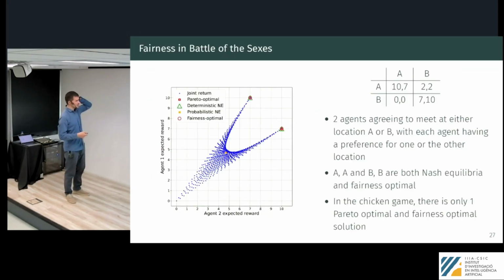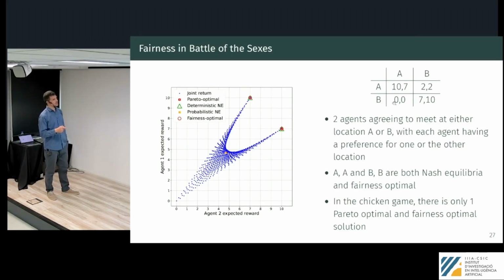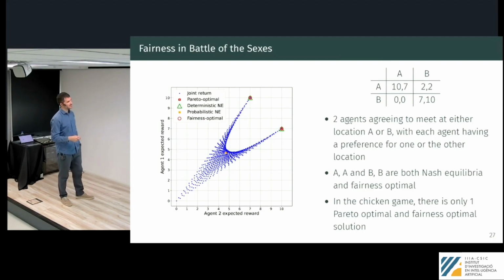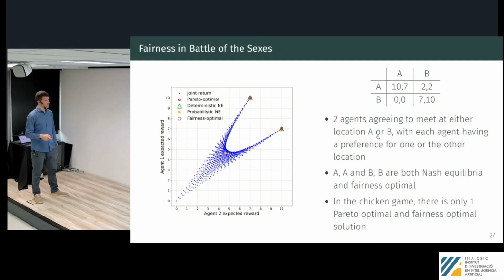Here's another example. This is another common game called Battle of the Sexes, which is, I don't quite remember the story. I think it's about going to the same concert or something like that. It doesn't actually matter. It's just a reward description here. It actually says here, two agents are agreeing to meet either at location A or B. Each agent has a particular preference for one or the other location. Yeah, so that's where these rewards are coming from. There's two deterministic Nash equilibria, which is AA or BB. And they're also fairness optimal in this case.